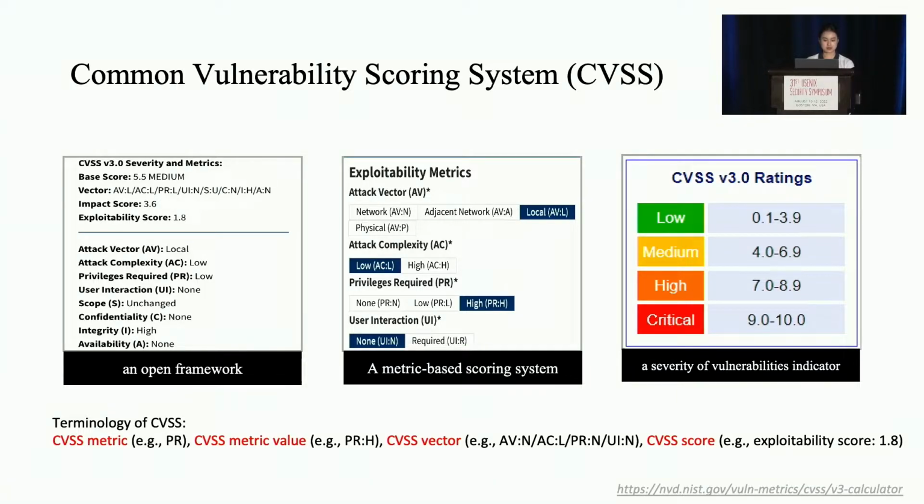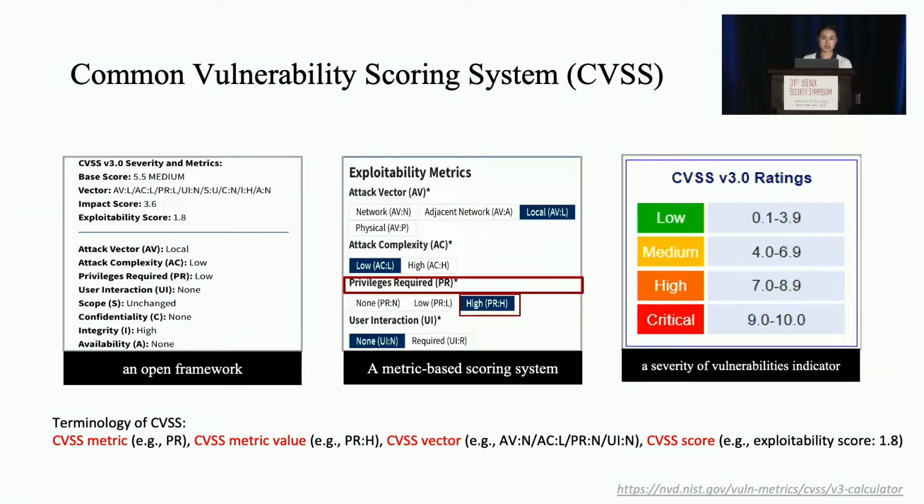So CVSS is a metric-based scoring system. The exploitability metric has different vectors. For example, the privilege requirement metric describes the level of privileges the attacker must have in order to achieve a successful exploit. For each metric, there will be an assigned metric value. For example, here, PRH means that the attacker needs to acquire the higher privilege in order to lead to a successful attack.